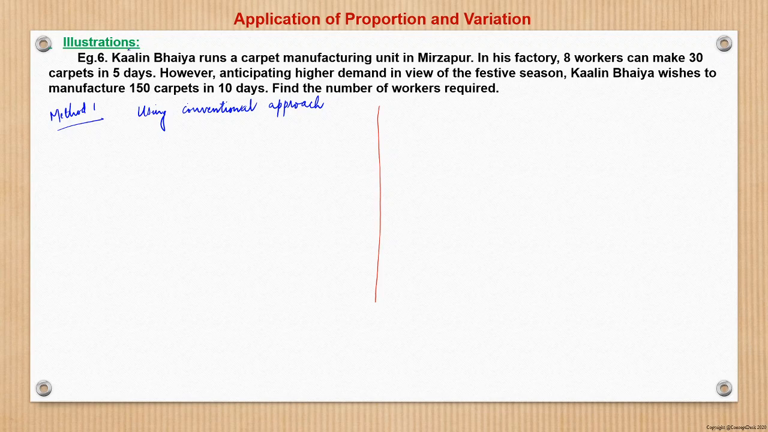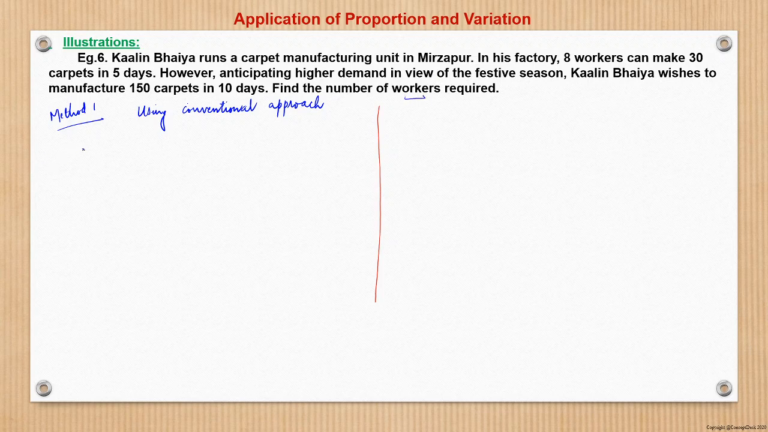concept here, it is like, see, Kaleen Bhaiya runs a carpet manufacturing unit in Mirzapur. In his factory, 8 workers can make 30 carpets in 5 days, right? So what does this mean? What is the total work done? And however, anticipating higher demand in view of the festive season, Kaleen Bhaiya wishes to manufacture 150 carpets in 10 days. Find the number of workers required.